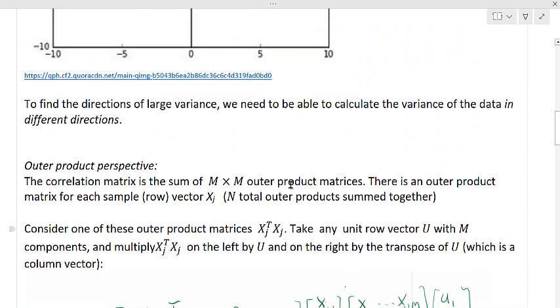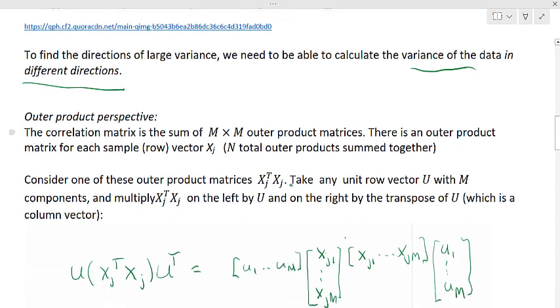All right, so what we want to do is be able to calculate the variance of the data in different directions. This is what we want to do. Now here is where outer product really shines, and it gives us a very simple way of seeing how to compute this variance. Right. Now, we talked about the correlation matrix. If you need to review the last video, that's fine.